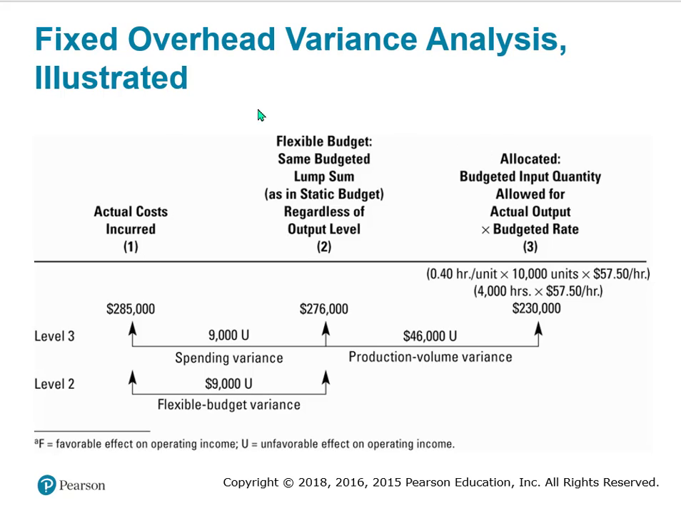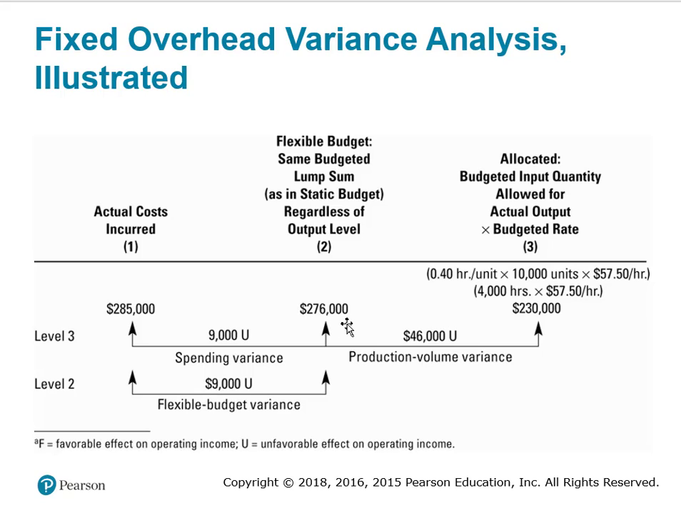So here's actual, and then just a static budget, and then we've got what we allocated. Let's look at our actual first, which is given. We've got 285,000. The flexible was 276,000, so I've got a $9,000 unfavorable spending variance, and that makes sense because our actual costs are higher than what we budgeted. So that unfavorable is a good thing. Now let's go over here. This is the difference between the flexible budget, which is the same as a static budget.